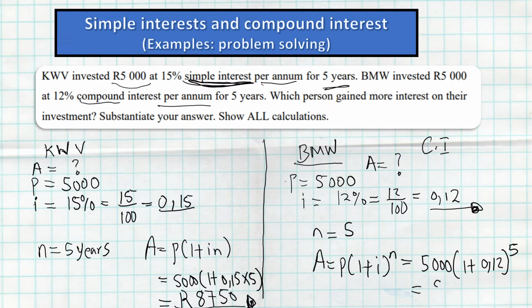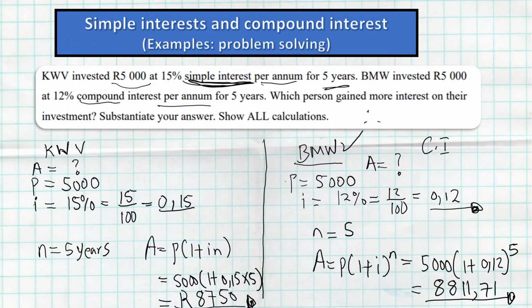Okay, so the answer will be 8,811.71. So you can see that the person who gained more is BMW.